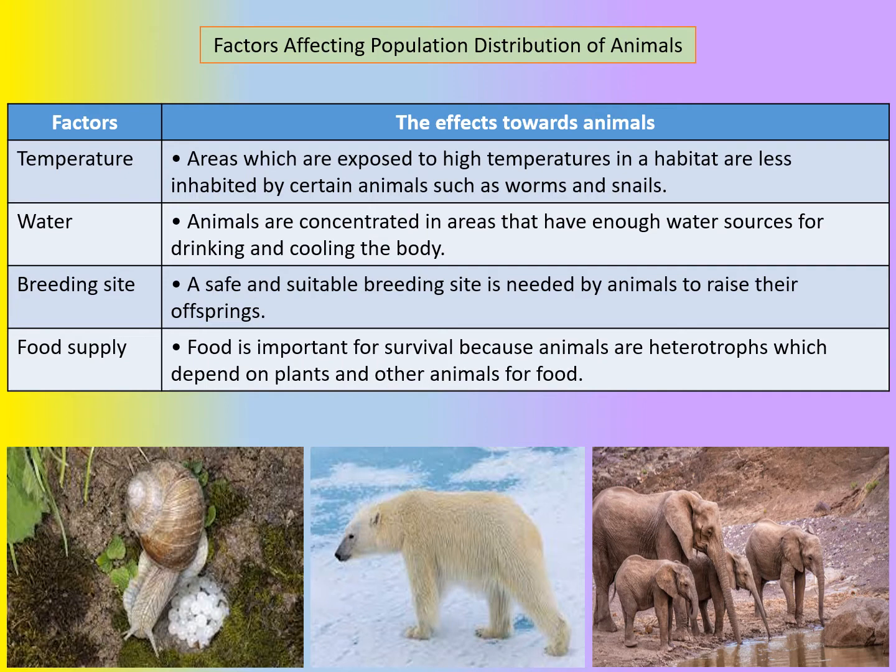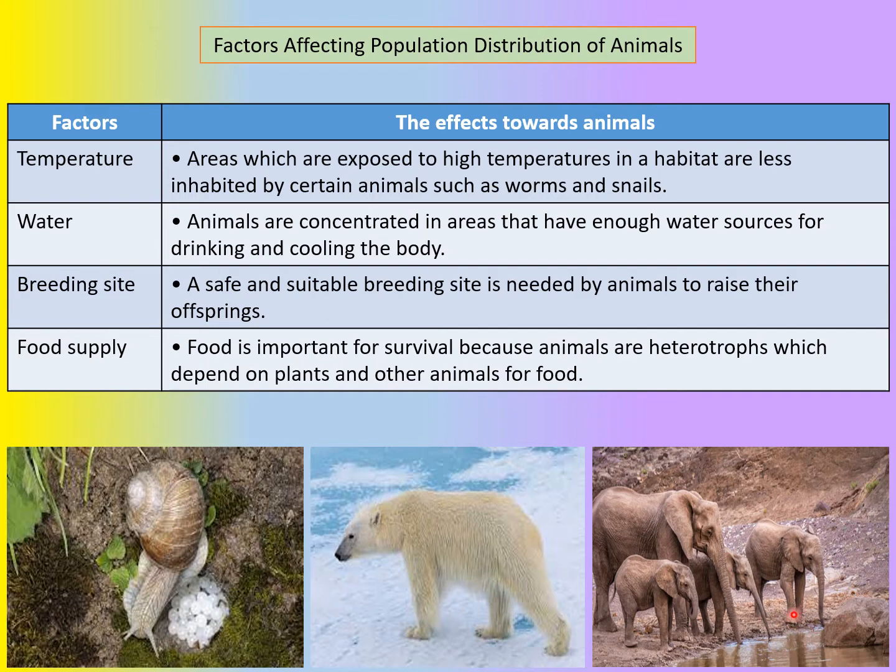Factors affecting population distributions of animals. Factor number 1 is temperature and its effects on animals. Areas which are exposed to high temperature in a habitat are less inhabited by certain animals, such as worms and snails. Factor number 2, water. Animals are concentrated in areas that have enough water sources for drinking and cooling the body.